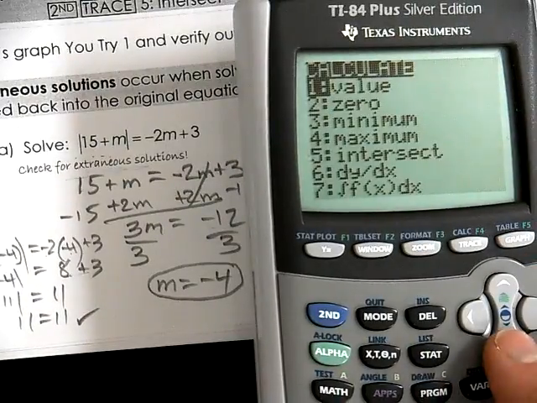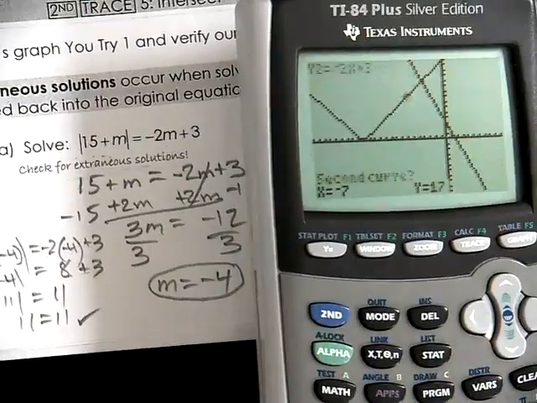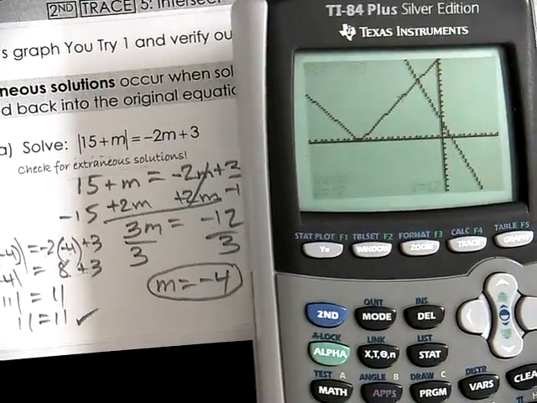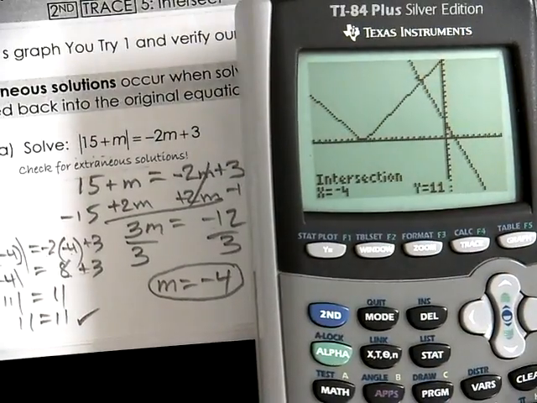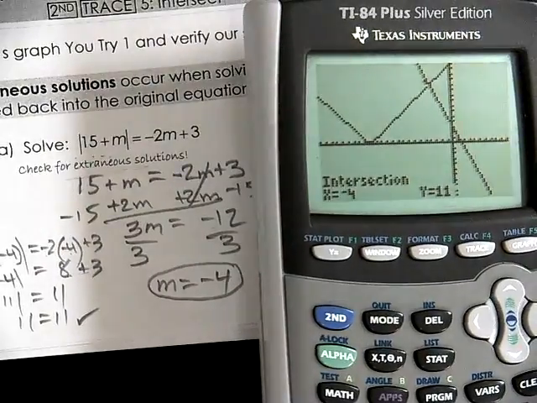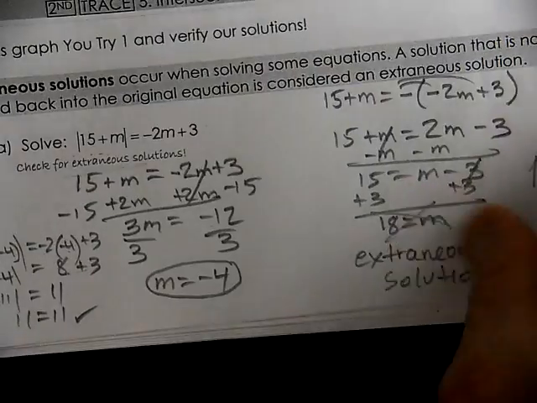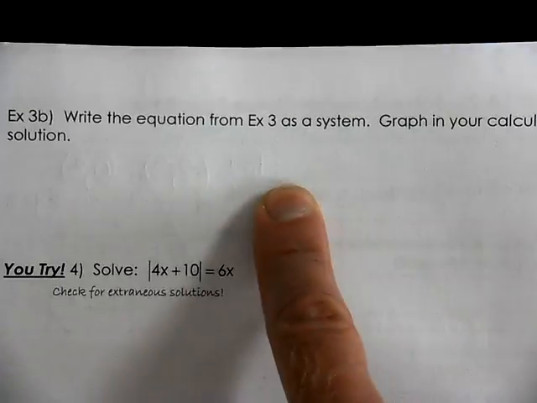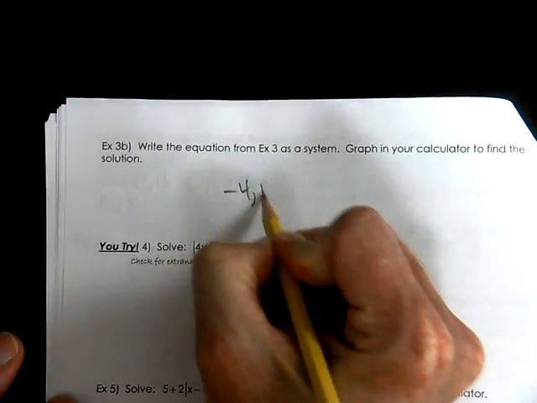Second plus, number 5, or second trace. Number 5, first curve, second curve, guess. And it gave us our answer at negative 4/11. Okay, so we practice it again. So we just did it with our calculator and got negative 4/11.